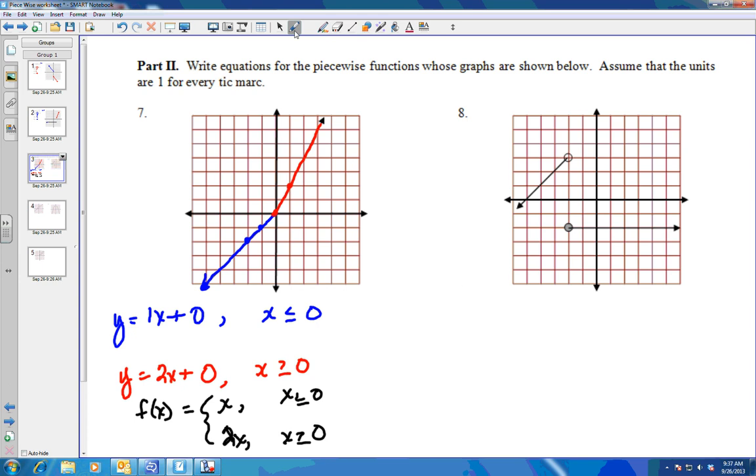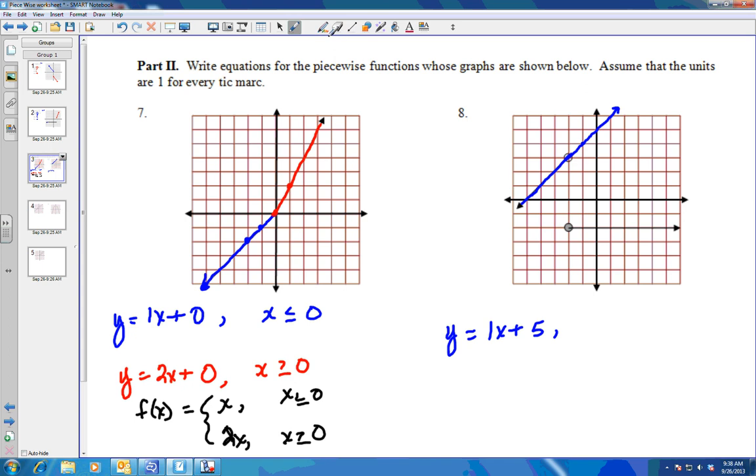Okay, so let's look at number 8. Let's find the equation of the blue line first. So this blue line, now if I continue this blue line out, do you see that it's going to cross the y-axis right there? Okay, so let's write our y-intercept first. Our y-intercept, 1, 2, 3, 4, 5, is 5. My slope, do you see that I went up 1 over 1, up 1 over 1, up 1 over 1? So my slope is 1x.